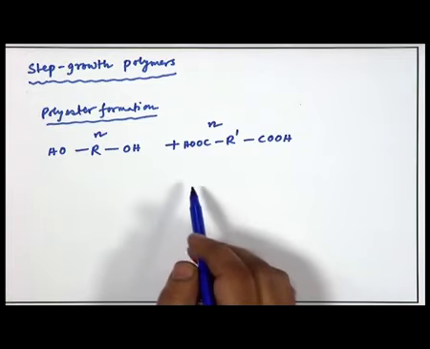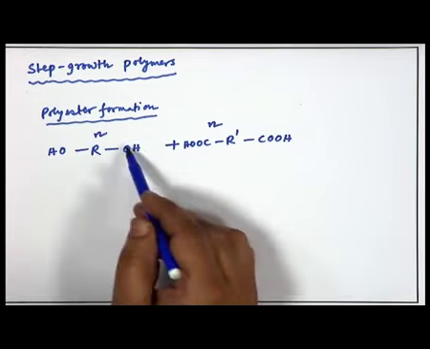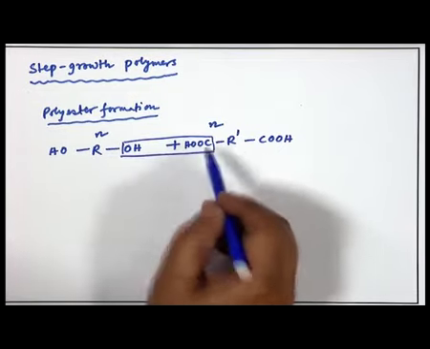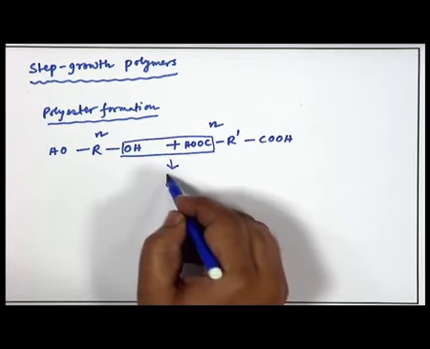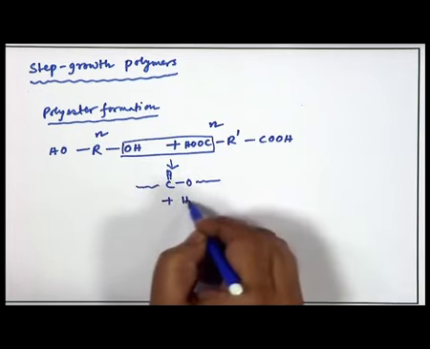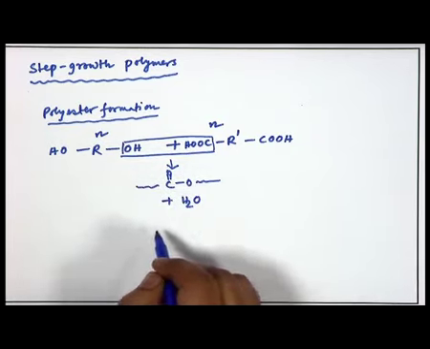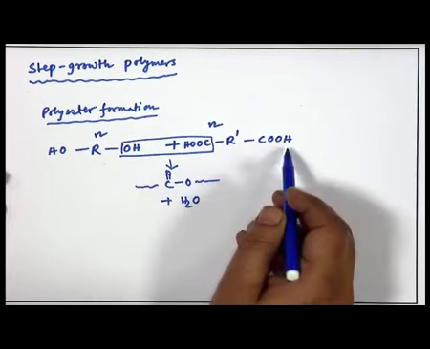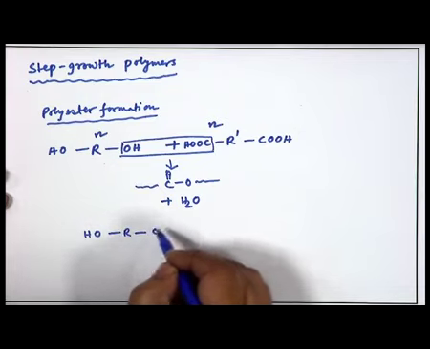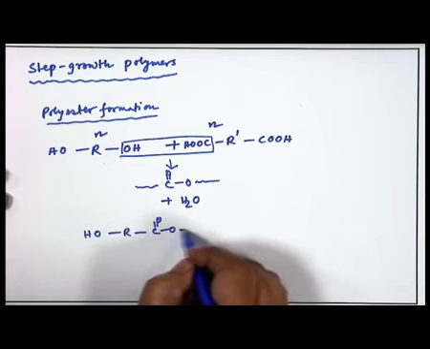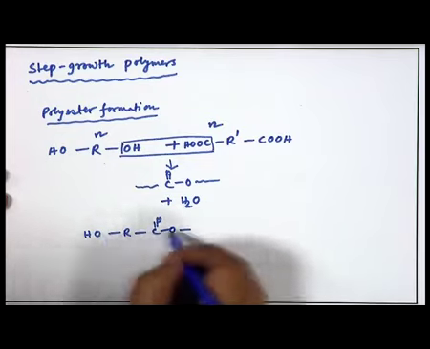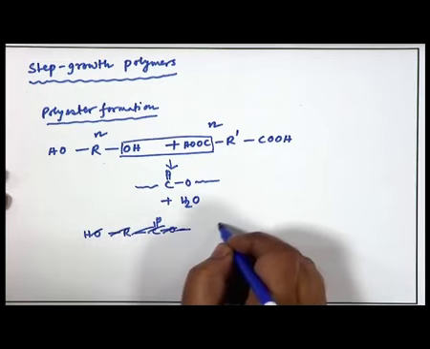Now, what will happen in the first step? In this first step this will produce an ester linkage plus a water molecule. So, if these are called monomers, first this will form, I should write the other side.